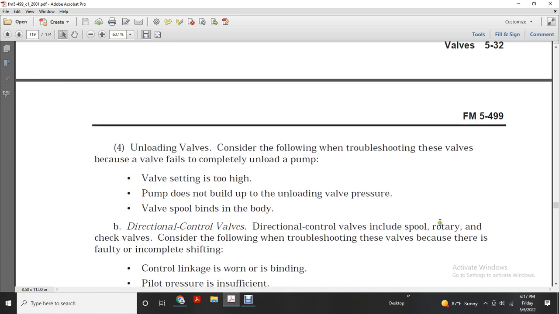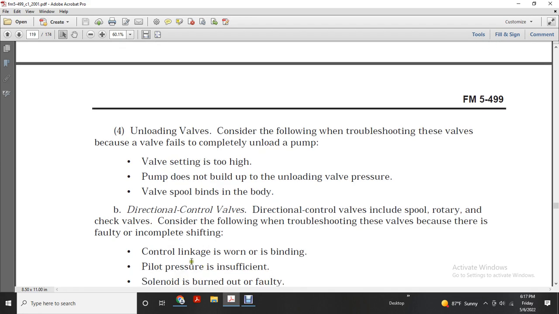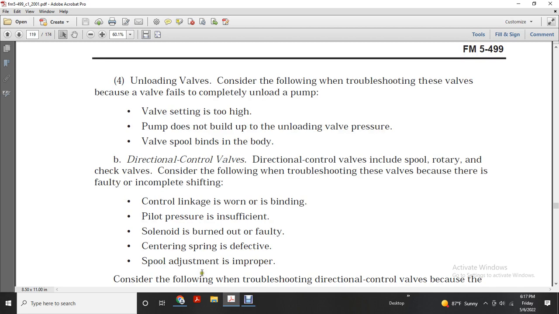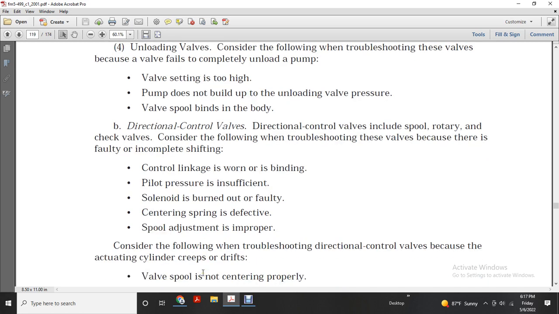Directional control valve. The directional control valves include the spool, rotary, and check valves. Consider the following when troubleshooting these valves because there is faulty or incomplete shifting. Control linkage is worn or binding. The pilot pressure is insufficient. The solenoid is burned out or faulty. The centering spring is defective. Spool adjustment is improper.